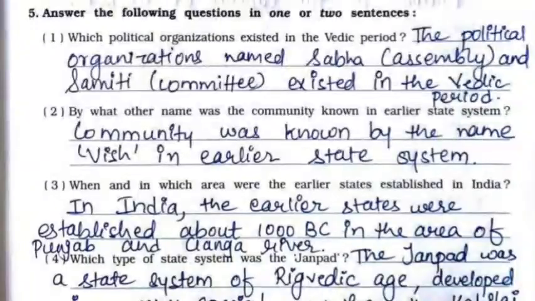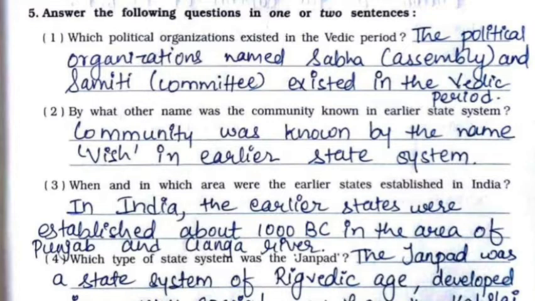Now we'll continue with question number 5, that is answer the following questions in 1 or 2 sentences. First one, which political organizations existed in the Vedic period? The political organizations named Sabha, that is assembly, and Samiti, that is committee, existed in the Vedic period. Second, by what other name was the community known in earlier state system? Community was known by the name Vish in earlier state system.